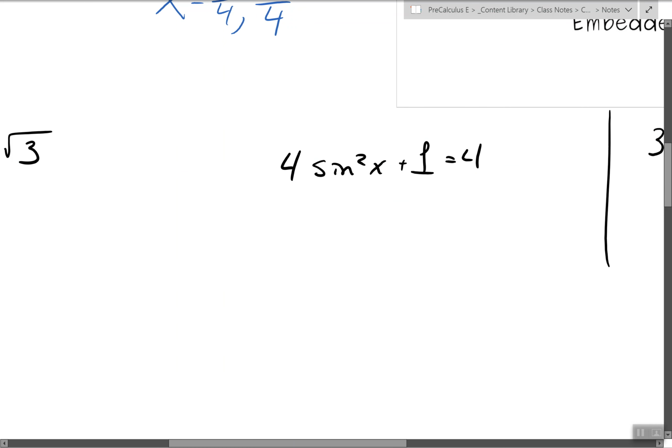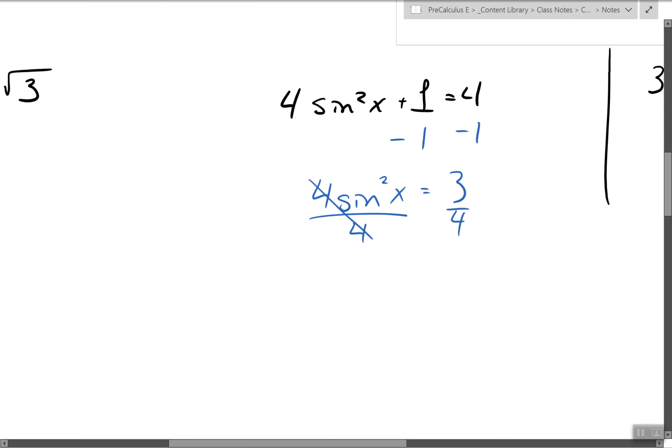The idea is still the same. We want to get the trig function by itself on the left-hand side, and we want to use our algebra to do that, so we're going to start by subtracting 1 from both sides. So we have 4 sine squared is equal to 3. Again, same second step as the previous two problems. We are going to divide by that coefficient. Those reduce. We have sine squared equals 3 over 4.